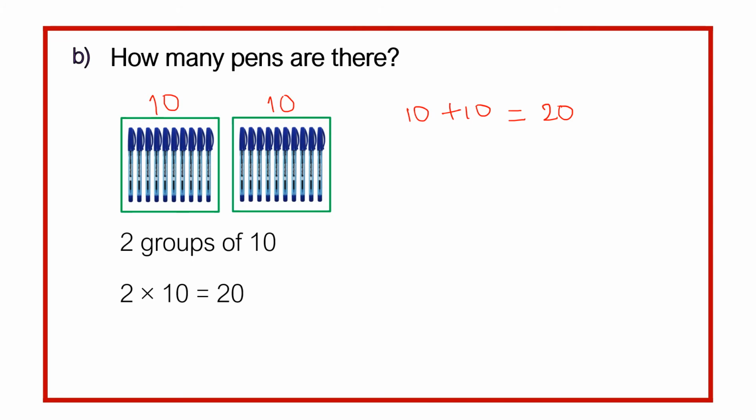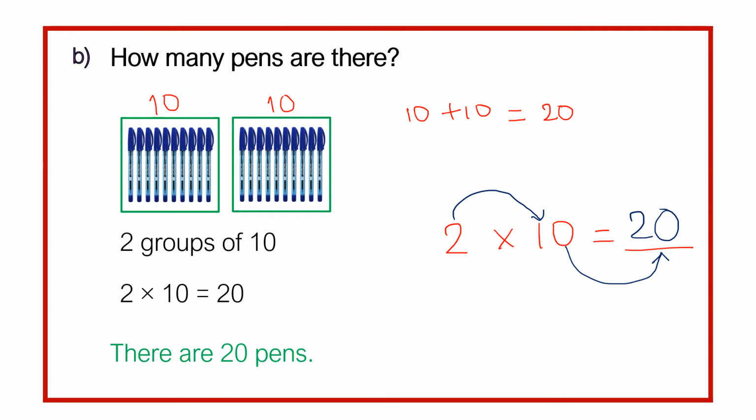Okay? And also, if we have 2 times 10, we can get 2 times 1 to get 2, and we just bring a 0 in the ones place to come up with 20. So you can see that there are 20 pens. Okay?